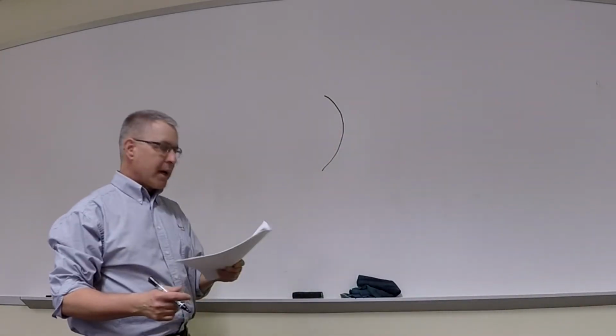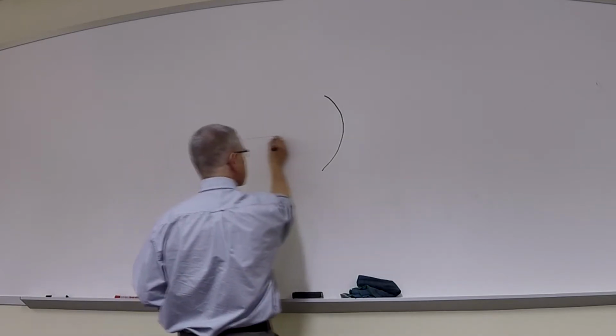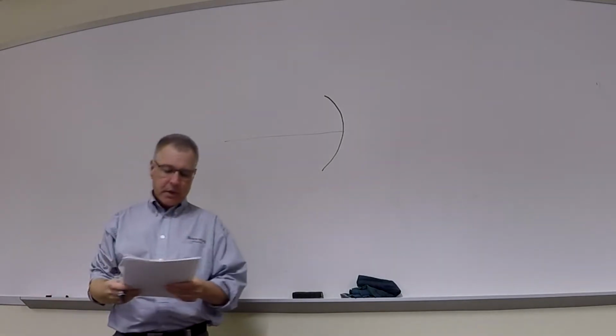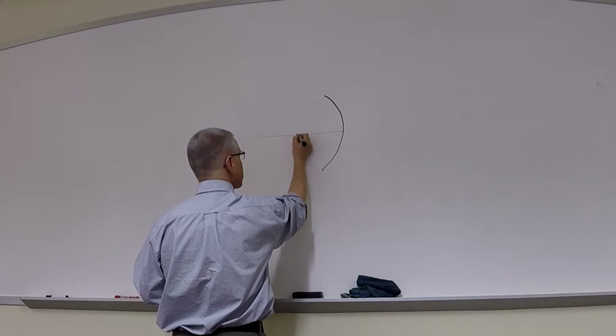So let's start with this kind of a mirror. And we'll draw an optic axis. And a couple other things you'll see on here are a focal point and a center of curvature.